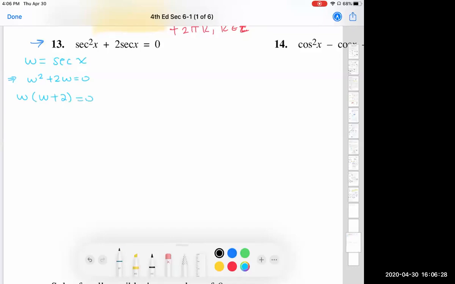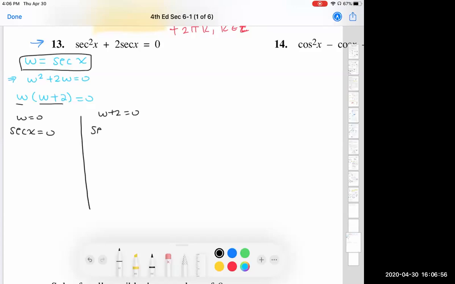Let's change my w to secant. Because of the zero product rule, I know I can set each factor equal to 0. So I have w is equal to 0, which is secant of x is equal to 0, and w plus 2 is equal to 0. If I replace w with secant, like we said we would, I have secant of x plus 2 is equal to 0. All right, let's solve for secant.